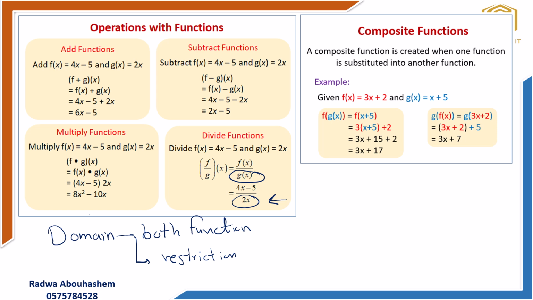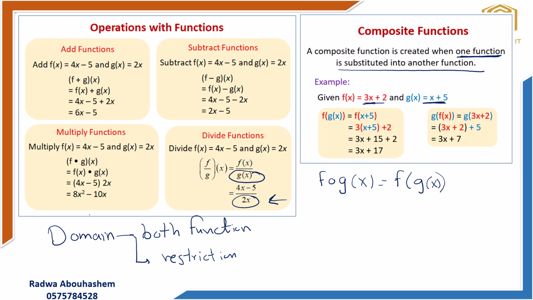What is the meaning of composite? A composite function is created when one function is substituted into another one. For example, here I'm telling you f of x is 3x plus 2 and g of x equals x plus 5. If I say f composite g, with this open circle, this means I'm asking you to substitute the g of x inside the f. Let me make it clear and easy for you.